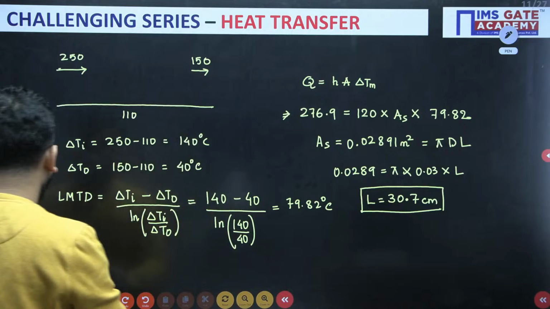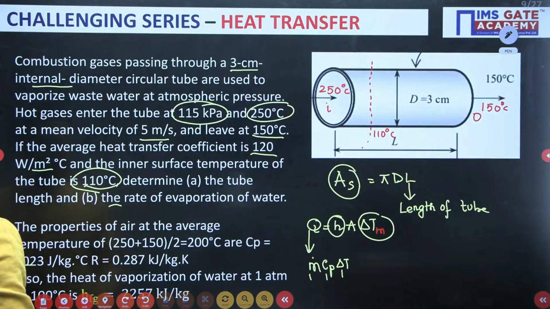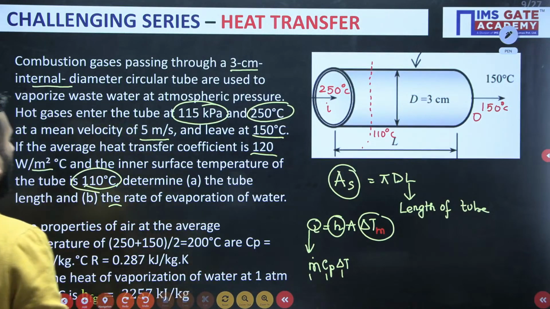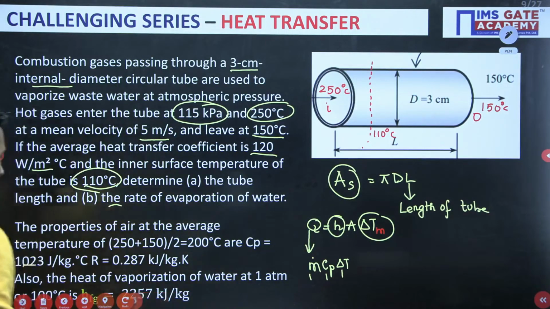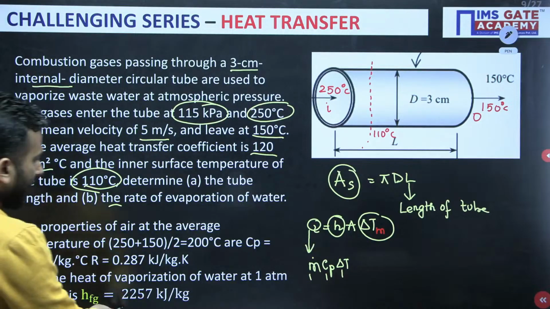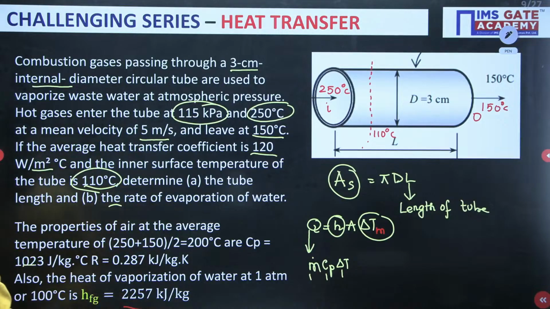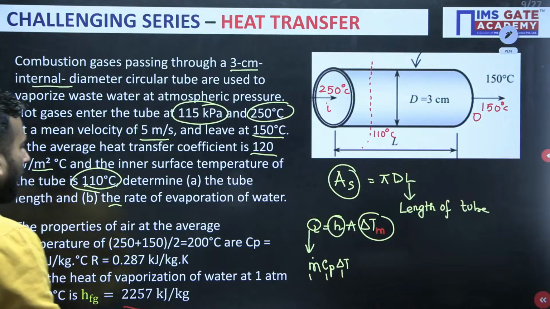But the question is not over yet. He is asking what is the rate of evaporation of water, the rate at which evaporation is taking place, and he has given that the heat of vaporization of water at 1 atm is 2257 kilojoule per kg.